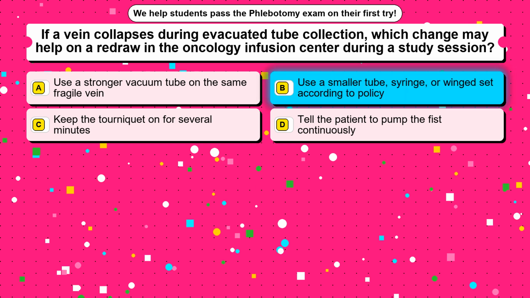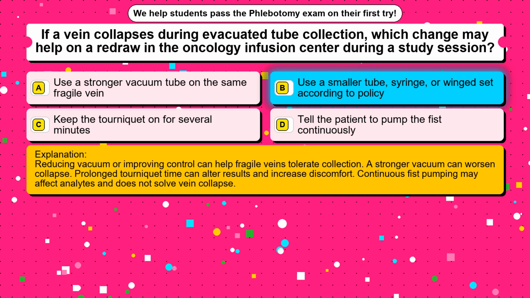The correct answer is option B. Use a smaller tube, syringe, or winged set according to policy. Reducing vacuum or improving control can help fragile veins tolerate collection. A stronger vacuum can worsen collapse. Prolonged tourniquet time can alter results and increase discomfort. Continuous fist pumping may affect analytes and does not solve vein collapse.